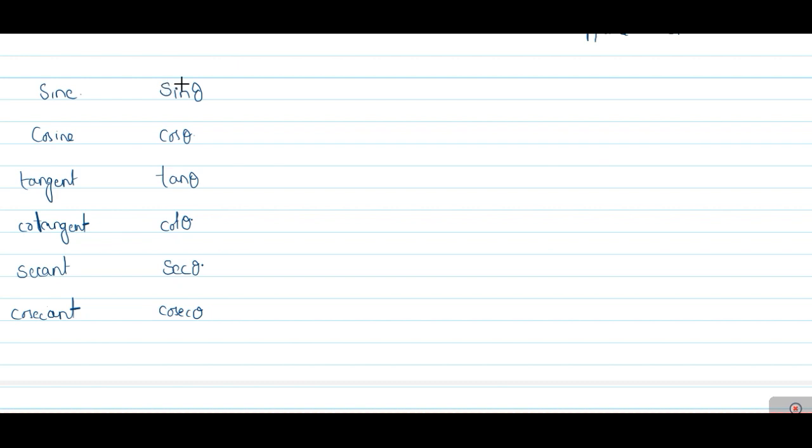Now this order you should remember, so that when we are finding the values of these ratios, it will be easy. We will be using this sentence, that is, old Harry and his old aunt. So old Harry and his old aunt, this is the sentence you should remember, so that you can easily remember the ratios.